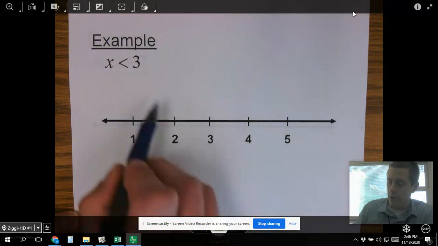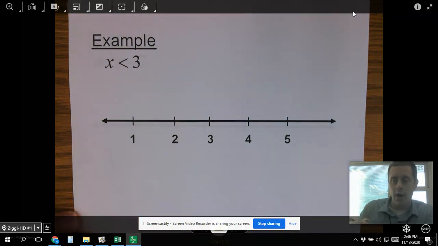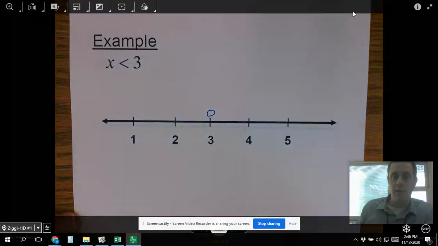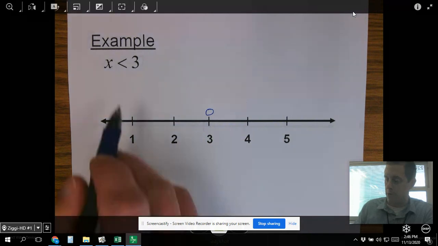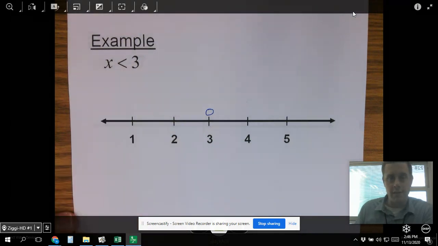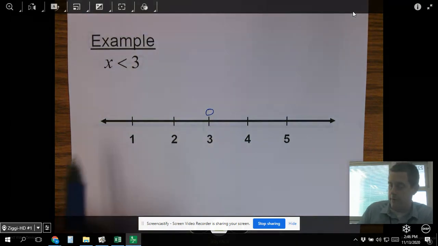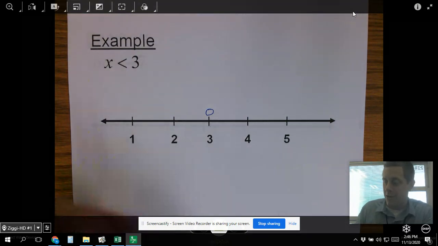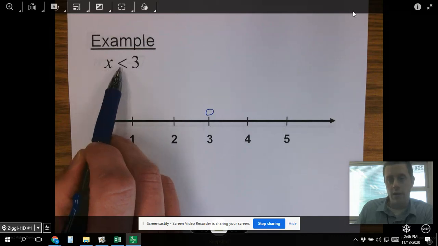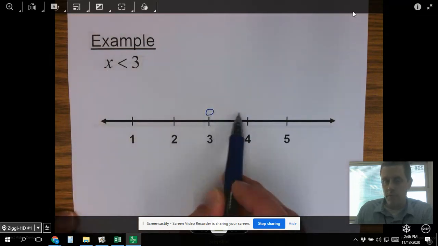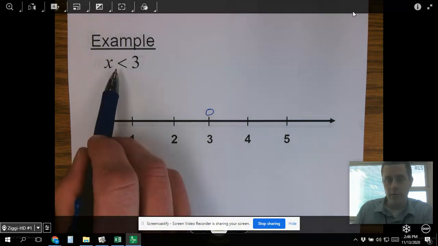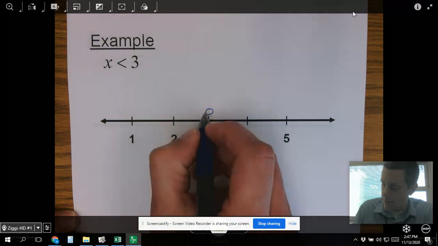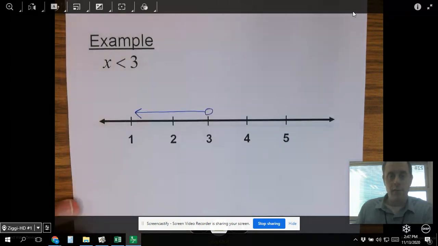So even though I want my graph to begin at 3, I do not want to include 3 in the solution set. So that's where we use the open circle. Remember, open circle for less than or greater than, and I definitely have a less than symbol here. So an open circle on 3 because 3 is not less than 3. And now I'm going to draw an arrow from that starting point in the direction of values that are less than 3. So from this point, do I want to move to the right or to the left to find values less than 3? Well, values less than 3 would be to the left of 3, so I'm going to draw an arrow to the left.